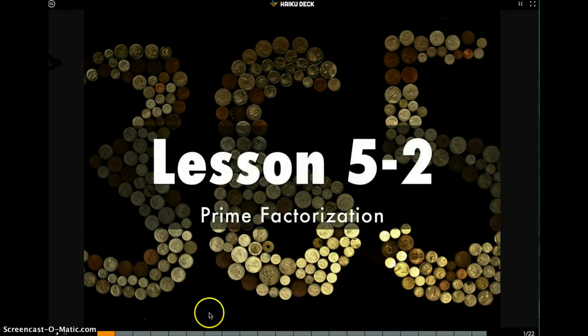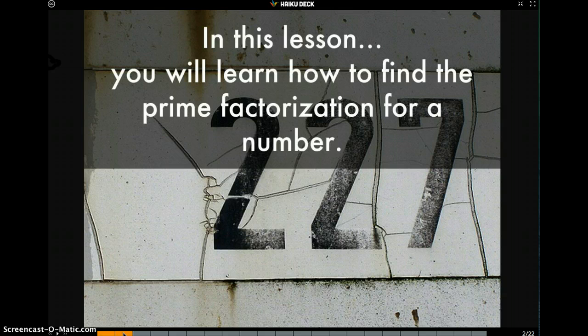Hi, welcome to lesson 5.2, prime factorization. In this lesson, you will learn how to find the prime factorization for a number.